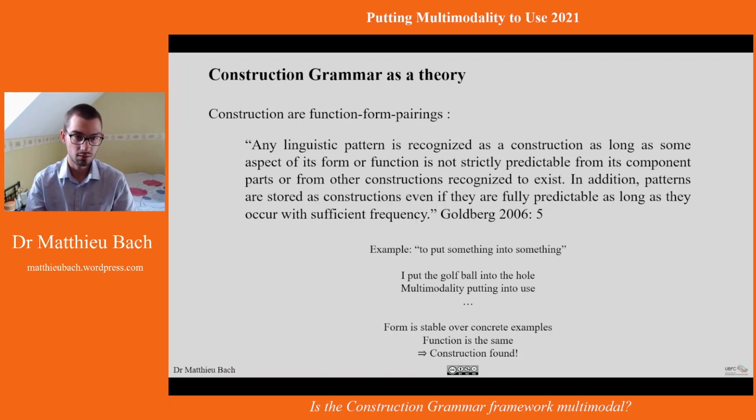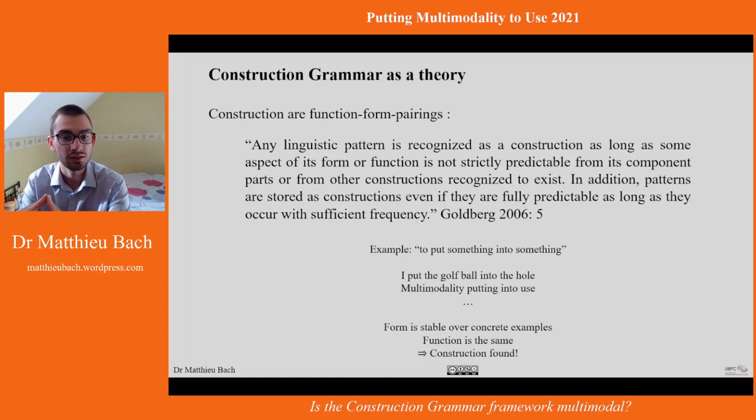So we do have three elements in this definition. We know that constructions are function-form pairings. Well, they are form-function pairings for Goldberg, but for me they are function-form pairings, and I follow here Alexander Lasch from Dresden. We also know that a construction is a pattern, so it must be stabilized in its occurrence, and it must have a sufficient frequency, even if we do not know what sufficient means, but it's not the problem for today.